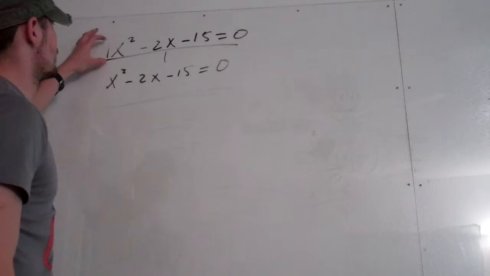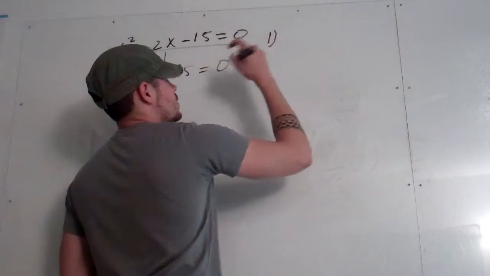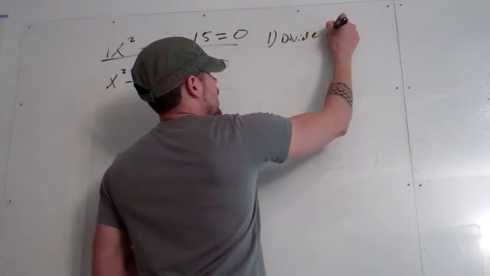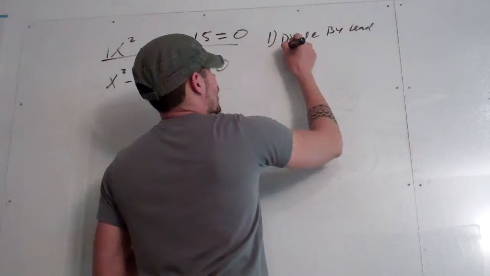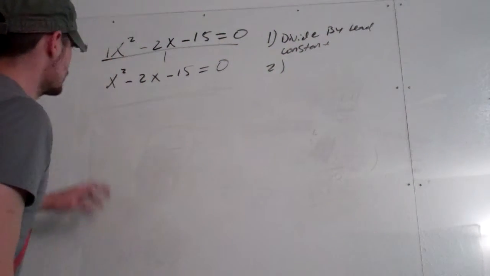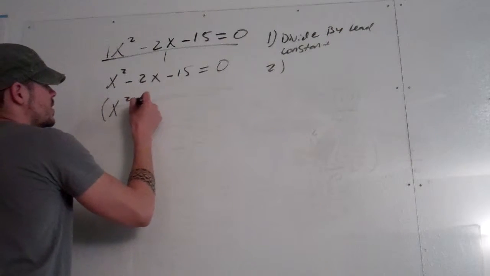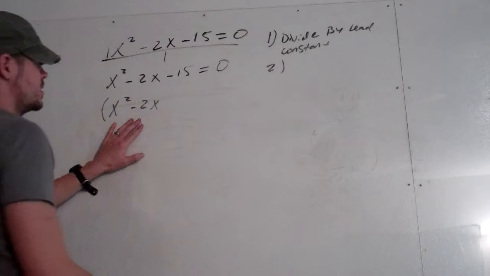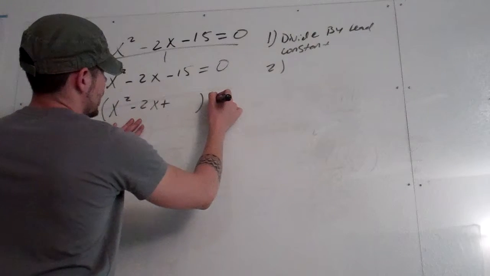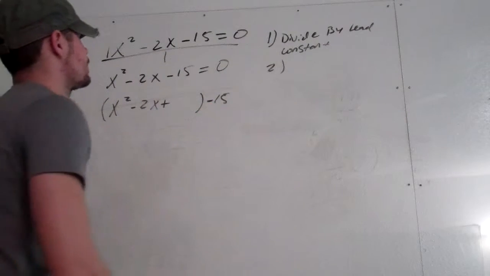The first step is to make sure there's not a constant other than 1 here. So I'm going to write that down really quick. Step 1, divide by lead constant. Now step 2: put a parentheses here, x squared minus 2x. These first two terms you're going to leave inside parentheses, and then you're going to take this third one and write it out here. So if it's a negative 15, then you're just going to write a negative 15. If it was positive 15, then it would be positive 15.